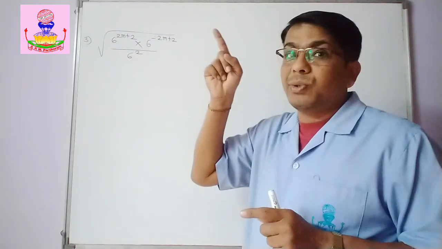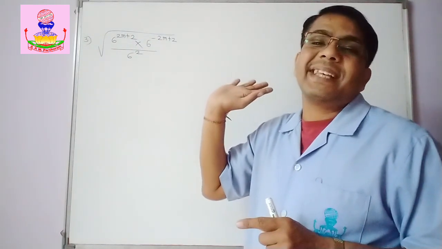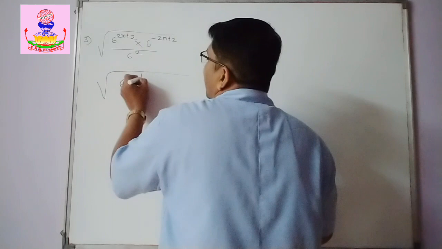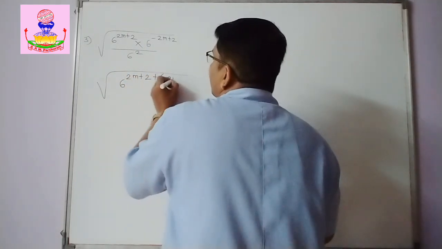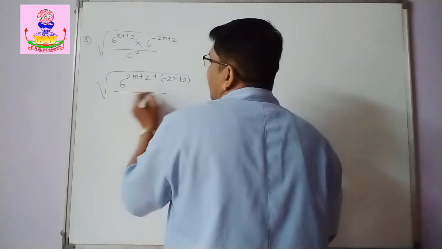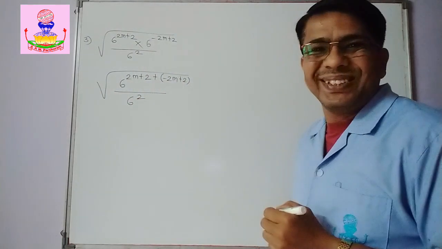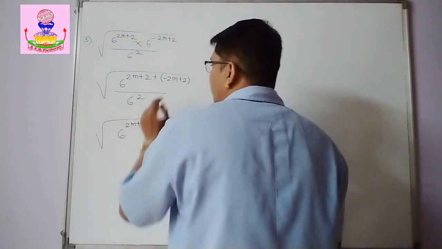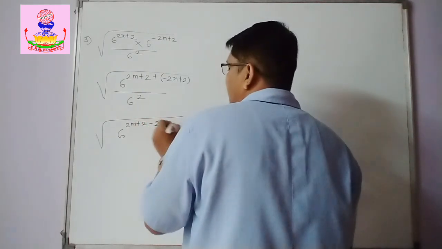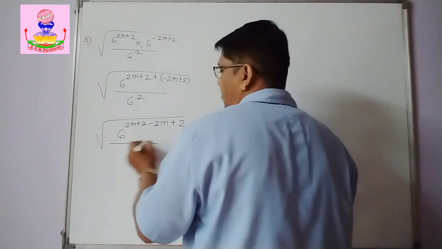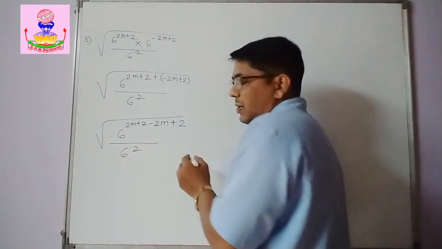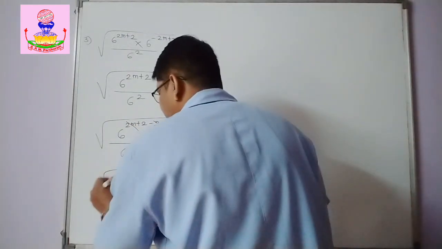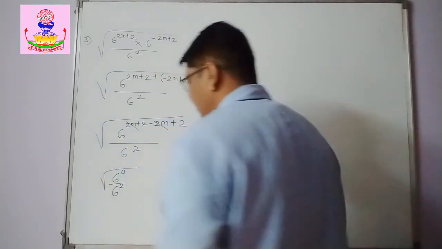Multiplication. The base is the same. So a raised to m into a raised to n is equal to a raised to m plus n. Law of multiplication. So square root of 6 raised to 2m plus 2 plus minus 2m plus 2, divided by 6 raised to 2. Now plus 2m minus 2m cancelled, plus 2, yes, plus 4. So 6 raised to 4 upon 6 raised to 2.